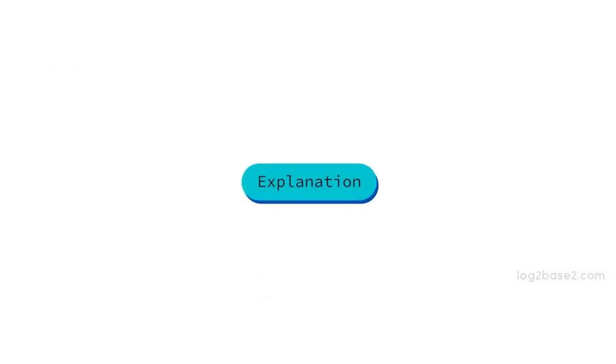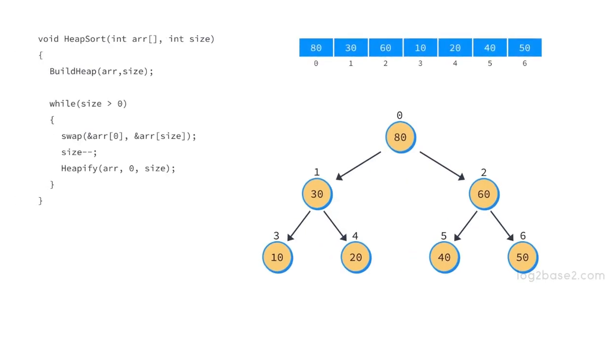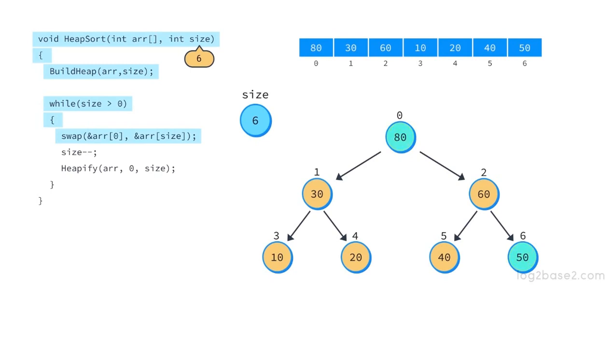Now let us understand how the algorithm works. For example, take this array of size 6. This build heap function has already arranged all the elements in the correct order. Let us focus on how heap sort works. So we have this while loop which will sort all the elements. In the first iteration, the condition is okay since size is equal to 6. So swap first and last elements, that is elements at index 0 and index 6.